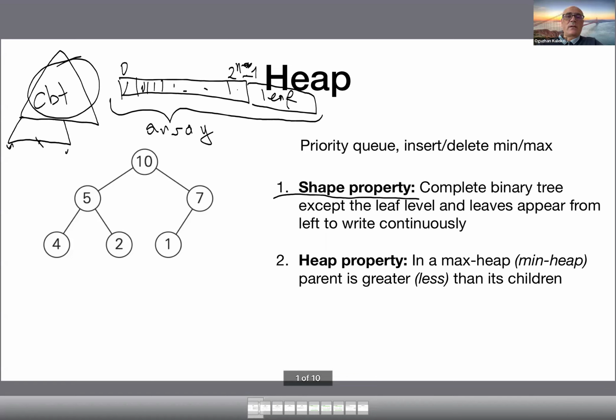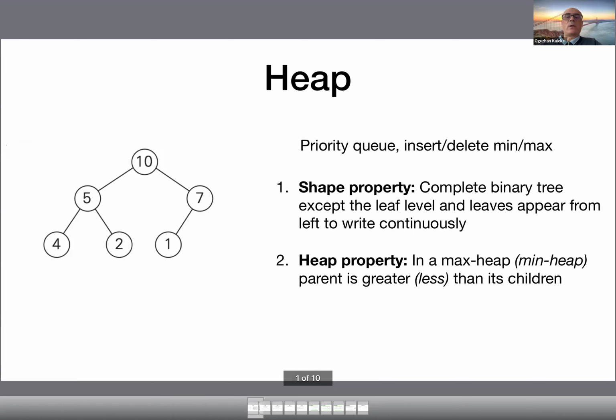Let's remember again. All the leaves are at the same level, and all the levels except the leaf level form a complete binary tree. Okay, so this is a heap. This is the shape property.